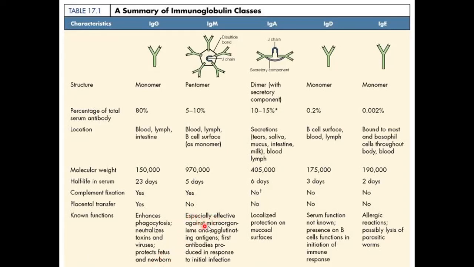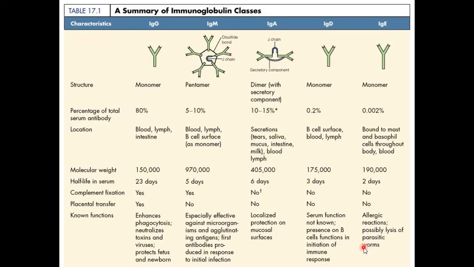IgM is especially effective against microorganisms and in agglutinating the antigen; it is the first antibody produced in response to the initial infection. IgA provides localized protection on mucosal surfaces, and the function of IgD in the serum is still not known. Its presence on the B cell functions in initiation of the immune response. The IgE class is involved in allergic reactions, and it can possibly lead to lysis of parasitic worms.